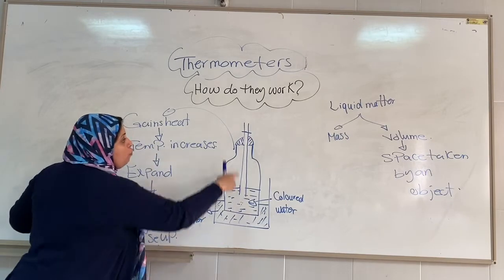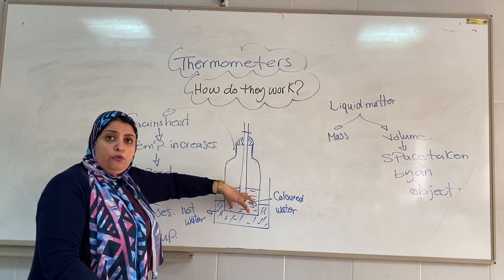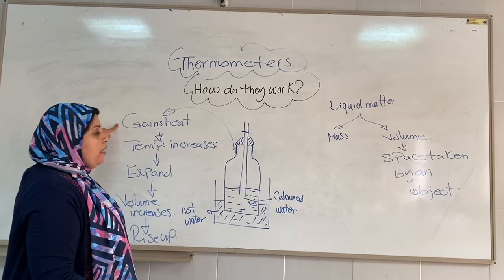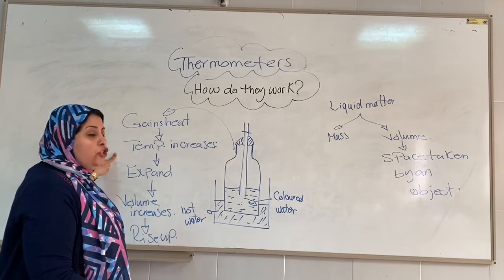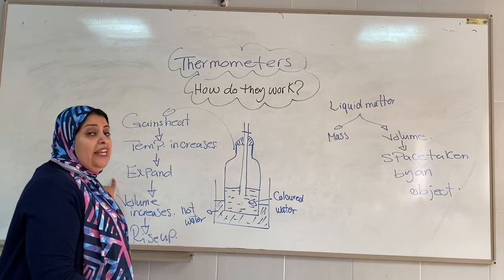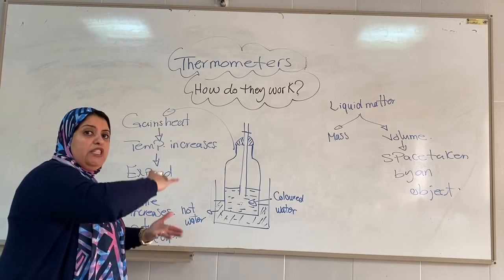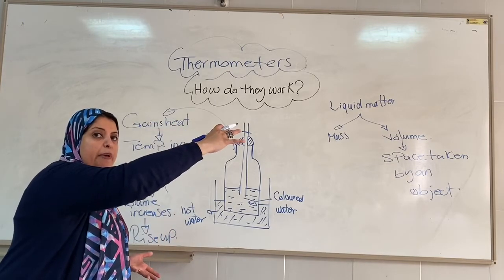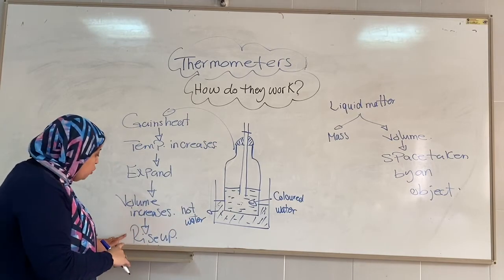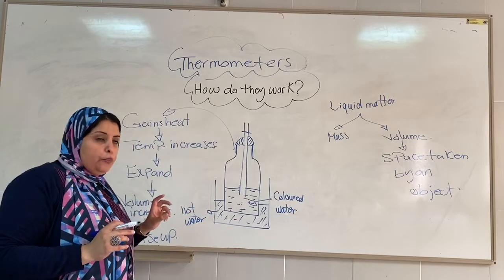And when its volume increases, it will rise up through my straw. So again, when I immerse my bottle into hot water, water inside the bottle will gain heat. And when it gains heat, its temperature will increase. And when its temperature increases, it will expand. And when it expands, its volume will increase. It will take larger space, and space means volume. So it will rise up through the straw.